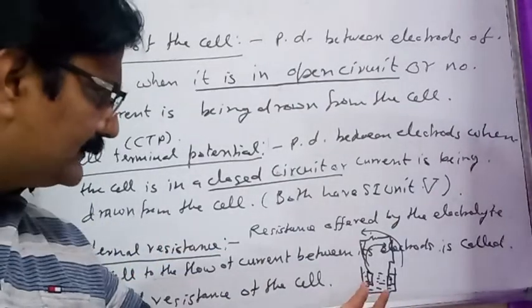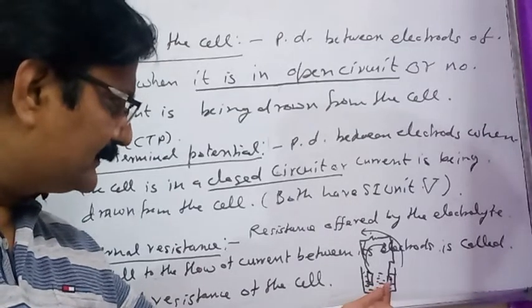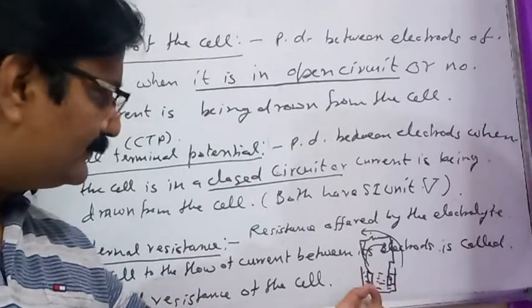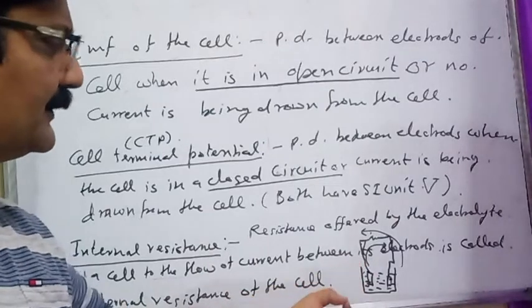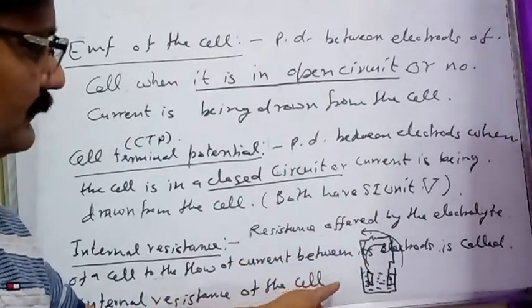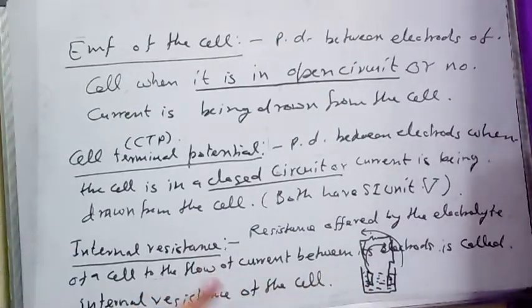electrolyte offers a resistance to the free movement of these ions, and this gives rise to the internal resistance of the cell. It means internal resistance of the cell is resistance applied by the electrolyte to the free movement of the ions inside it, that is called internal resistance of the cell.